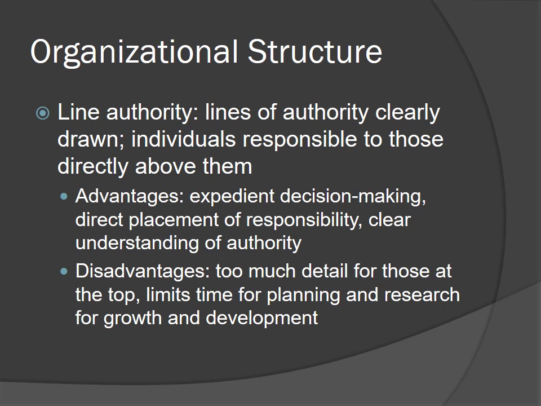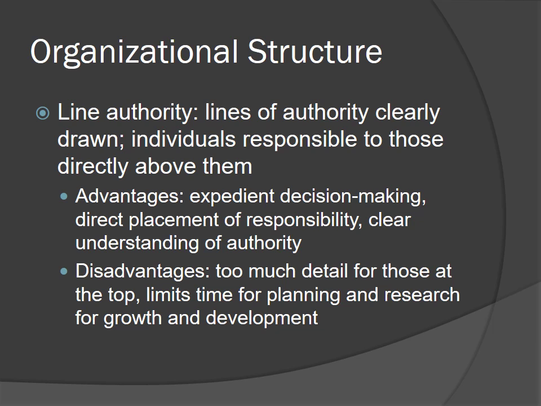Responsibility and authority within an organization may be structured using line and or staff authority relationships. So with line authority, there are clearly drawn lines of authority where individuals are responsible to those directly above them. The advantages of this are that there's a clear understanding of authority because you report to the person directly above you. There's expedient decision making, and there's direct placement of responsibility.